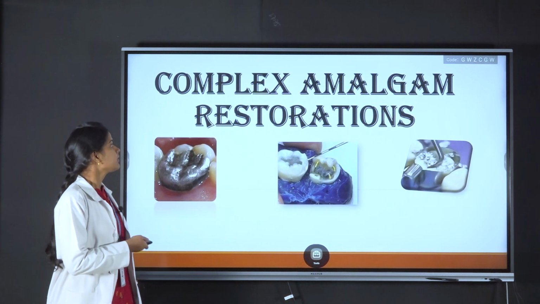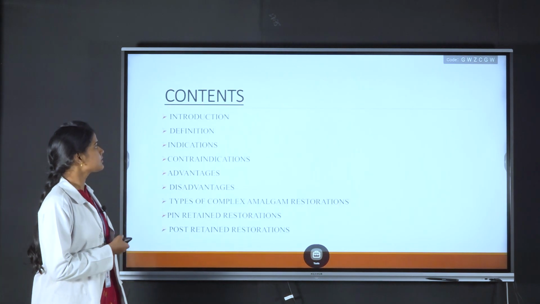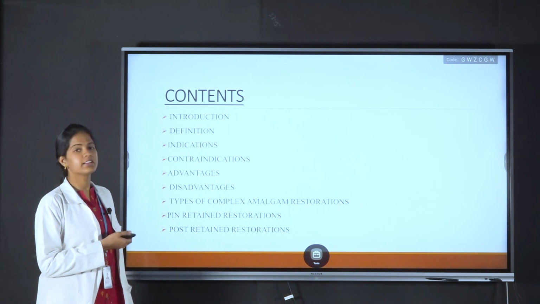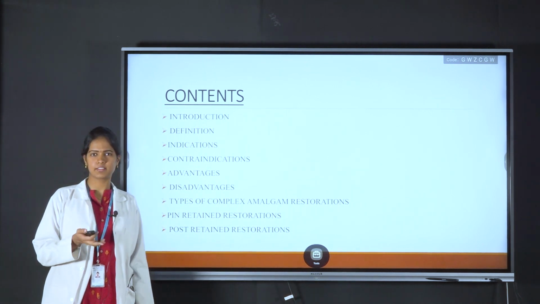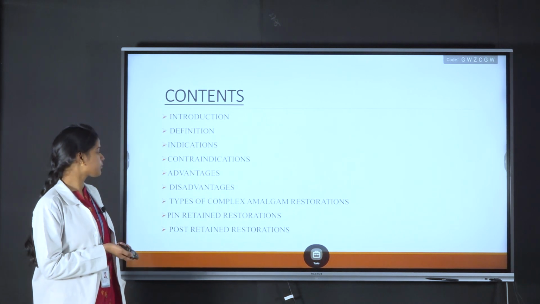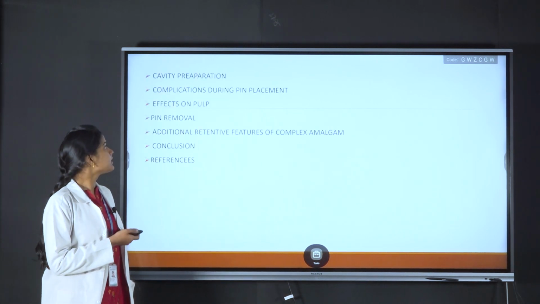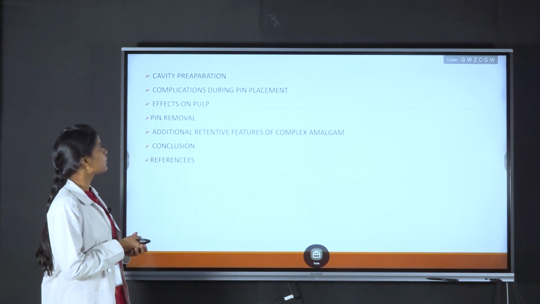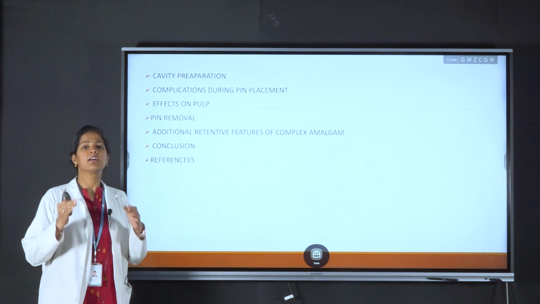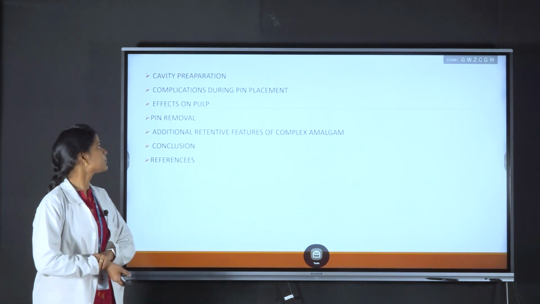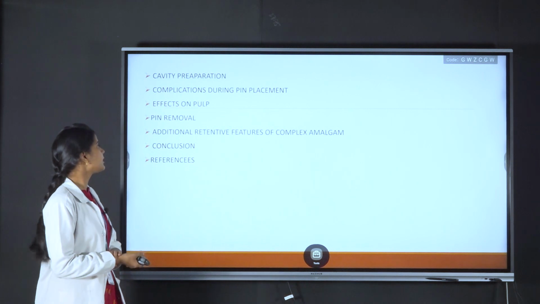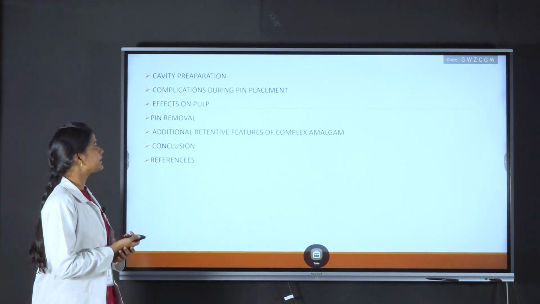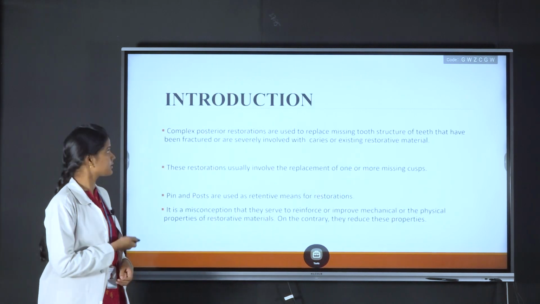Okay, so coming to complex amalgam restorations, we are going to deal under these contents of introduction, definition, its indications, contraindications, advantages, disadvantages, and the different types of complex amalgam restorations, and how the cavity preparation has to be done for complex amalgam restorations, and also the complications that are usually come across during the process of this preparation, what are its effects on the pulp, and how do you do a pin removal, and also the additional aesthetic features of complex amalgam restorations.